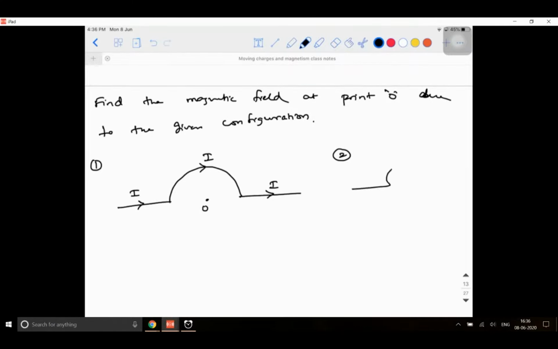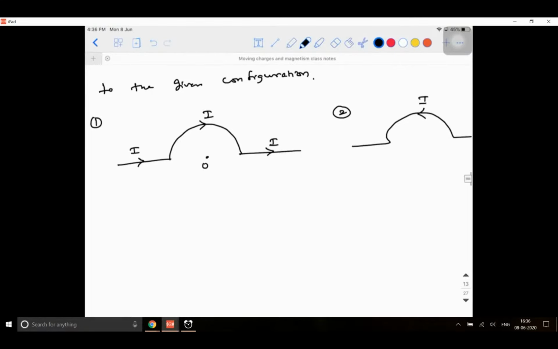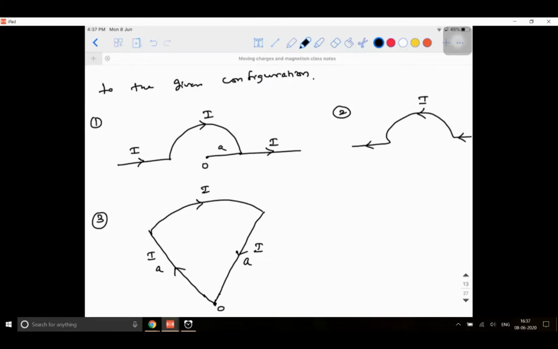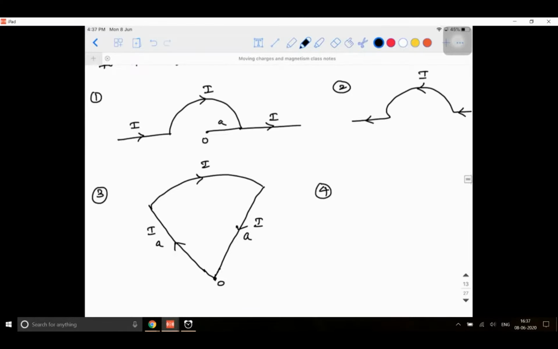I want the answer along with the direction. So same thing, the current is flowing in the anti-clockwise direction. Now what is going to be the scenario? Third: this is radius A, here also the radius is going to be A. Current is flowing in this way. Find the magnetic field at point O. Here the current is I, here also the current is I. So let's take the diagram.